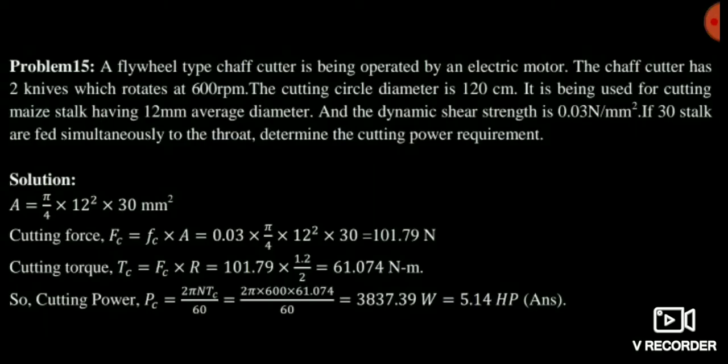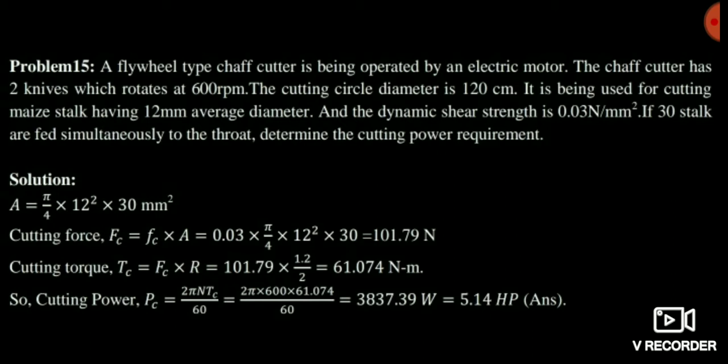Now friends, you can see this question. This is a GATE previous year question. Sorry, I have not marked the year, but this is a GATE previous year question. It says that a flywheel type chaff cutter is driven by an electric motor, and it has two knives which rotate at 600 rpm, and the cutting circle diameter is 120 centimeter. It is used for cutting maize stalks of 12 mm average diameter, and the dynamic shear strength is 0.03 Newton per mm square. If 30 stalks are fed simultaneously through the throat, calculate the power requirement.